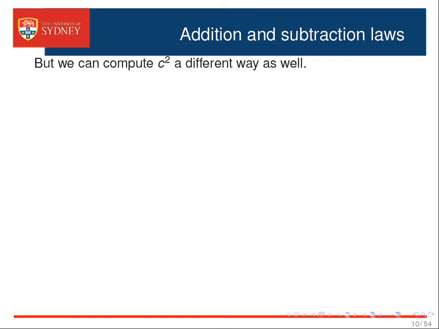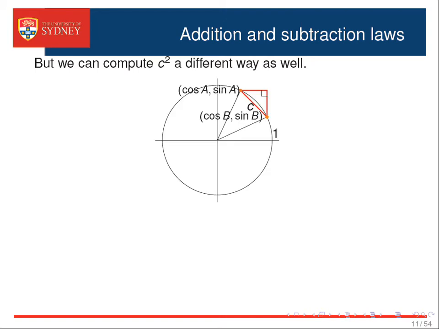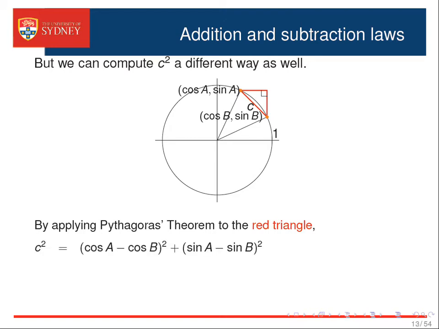It turns out that there is another way we can compute this. Let's form this smaller red triangle here, in which C is the hypotenuse. We can use Pythagoras' theorem to find c squared, provided we know the other 2 sides in the triangle. But these other 2 sides are just given by the differences in the x and y coordinates. So c squared equals (cos A minus cos B) all squared, plus (sin A minus sin B) all squared. Since this side here is just cos A minus cos B, the difference in the x coordinates, and this side here is just sin A minus sin B, the difference in the y coordinates.